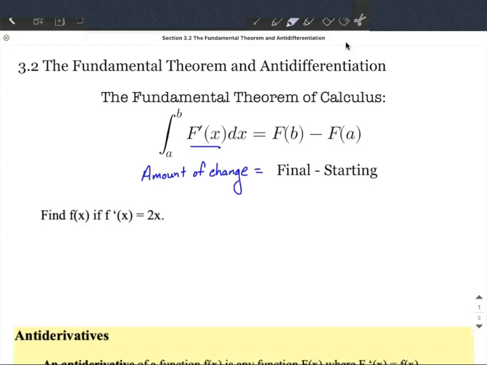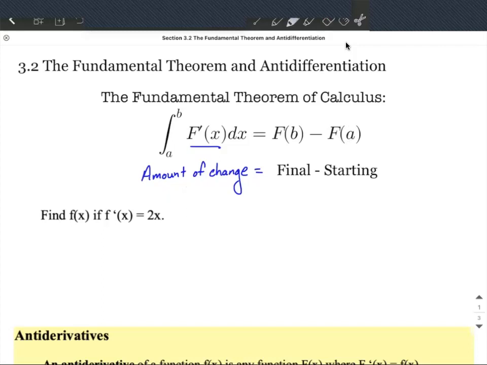So I like to think about this in terms of like our driving example, where a derivative, what's on the inside, could be like our velocity function. Then that would mean our position function would be big F. All right, so it's kind of like if you're driving along, wherever you end up minus wherever you started, that's going to be the amount of change, say, on your car trip.